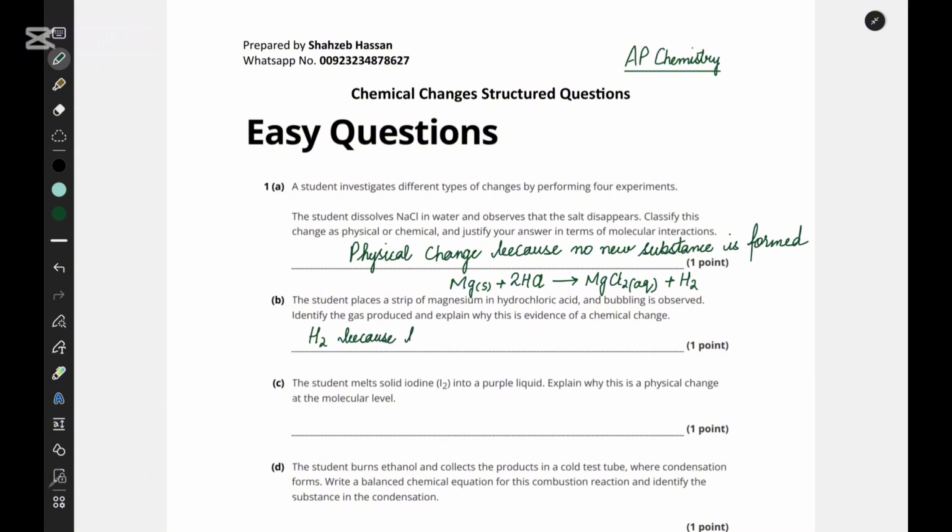Because bonds are broken and reformed as magnesium reacts with hydrochloric acid.